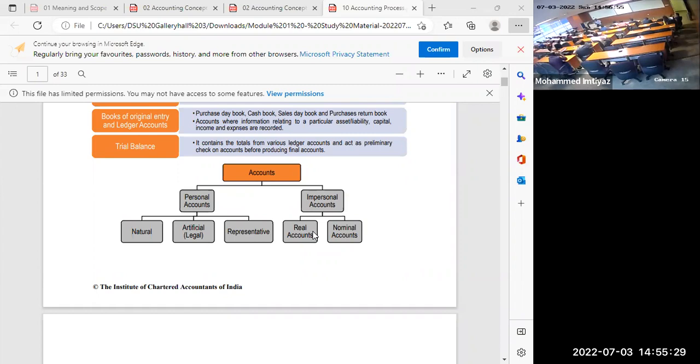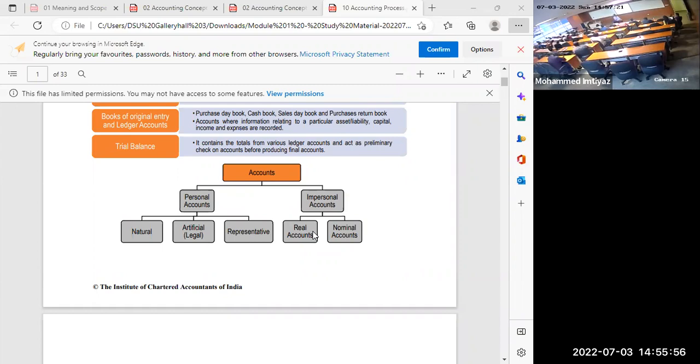So that account is called a representative account. Rent payable, salary payable, commission payable. These are all called representative accounts. You don't write in his name, but you will write salary payable account. So these three are included in one head. That head is called personal account. Other than these three, everything is called impersonal account.